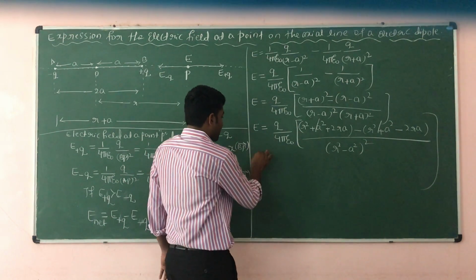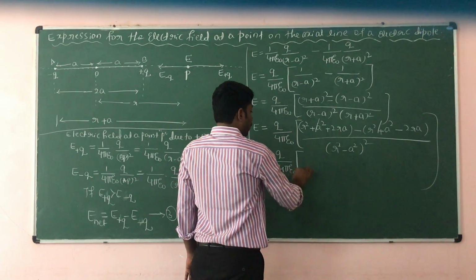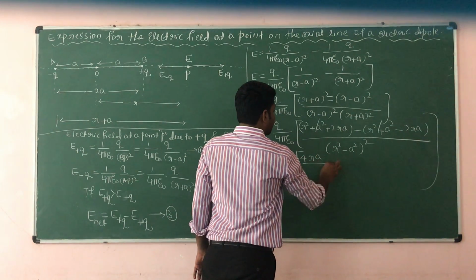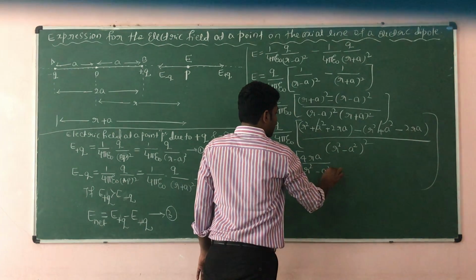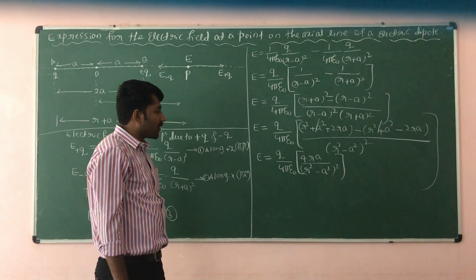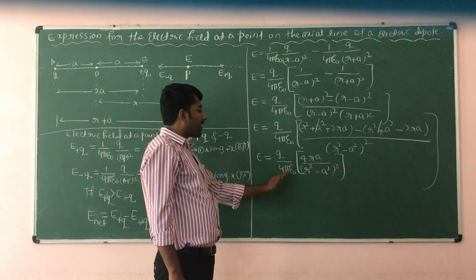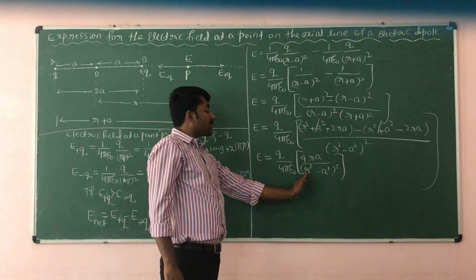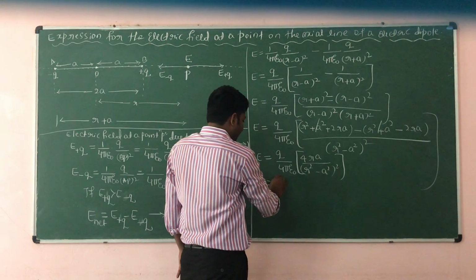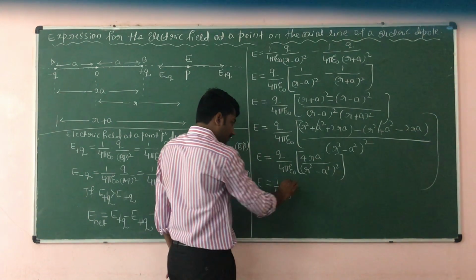You get the equation E is equal to Q divided by 4 pi epsilon naught. 2RA into 2RA, how much is it? 4RA divided by (R square minus A square) whole square. So E is equal to Q divided by 4 pi epsilon naught, 4RA divided by (R square minus A square) whole square. Or you can write this equation E equal to 1 by 4 pi epsilon naught.